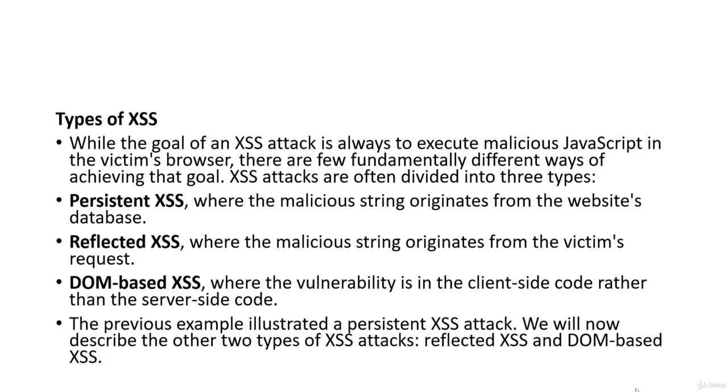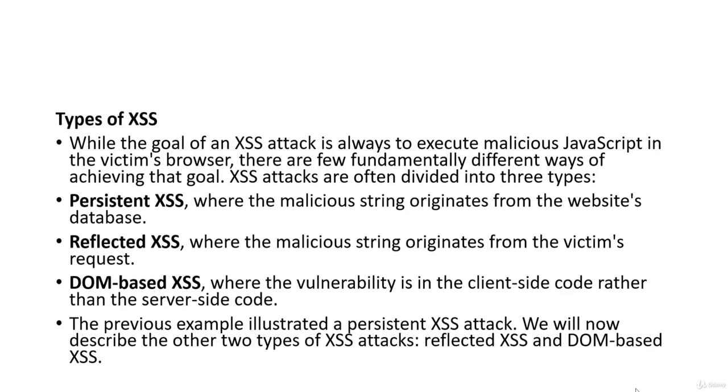So first one here is persistent XSS. This persistent XSS is basically the type of XSS where the malicious string originates from the website database. So you are just getting access to the website database. Every time you log into some page, it will be visible, or it will be reflected, to all of the users. It won't be dedicated to a particular user. All of the users that visit that particular website will get affected with this persistent XSS attack.